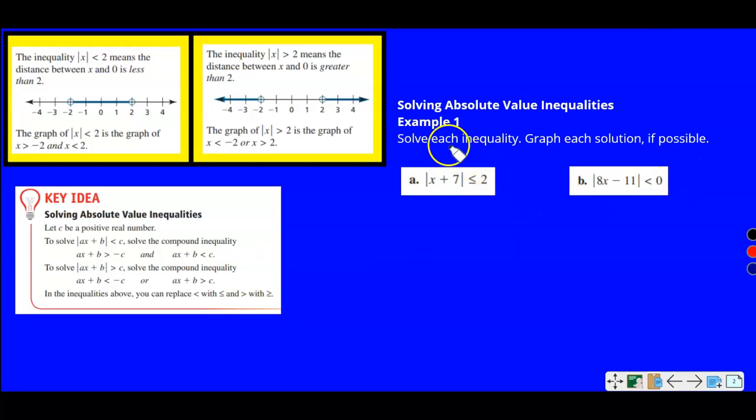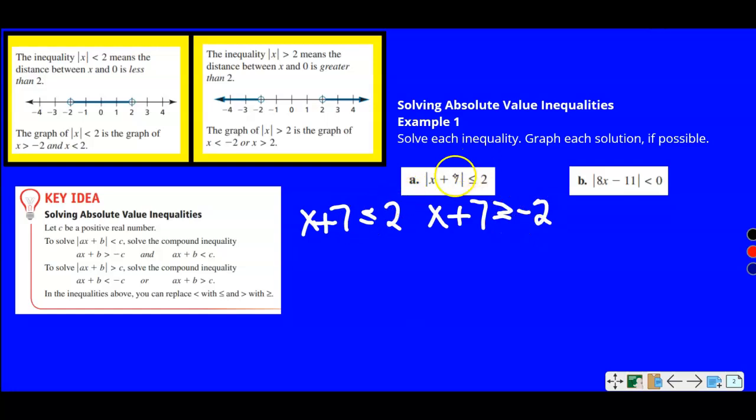All right, so solve each inequality, graph each solution. We should be getting used to that now because most of the sections in this unit, that's what we've had to do. All right, so we have the absolute value of x plus 7 less than or equal to 2. So remember, we're going to do the same thing, and then we're going to do the opposite sign with the opposite symbol. So we've got to do both. So I'm going to move over here so I have plenty of room. x plus 7 less than or equal to 2. And x plus 7, I'm going to switch the sign and change the symbol as well.